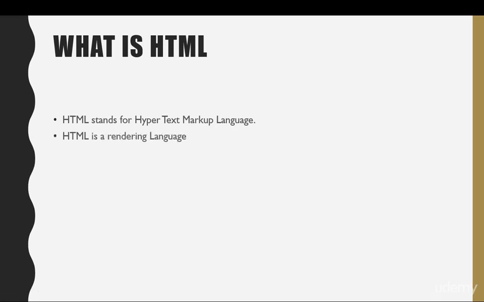Okay, and HTML is a rendering language. Meanwhile, there are a lot of programming languages, but HTML is the only rendering language right now. However, we have CSS, which is Cascading Style Sheets, the styling language, but not a rendering language. The rendering language is only one, HTML. Okay, HTML is used to create web pages.